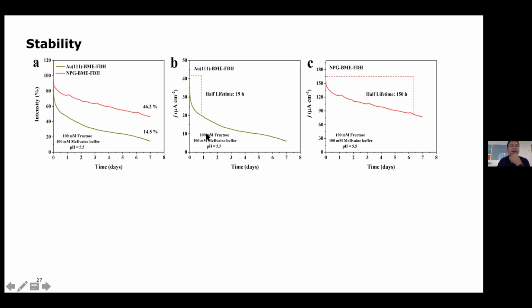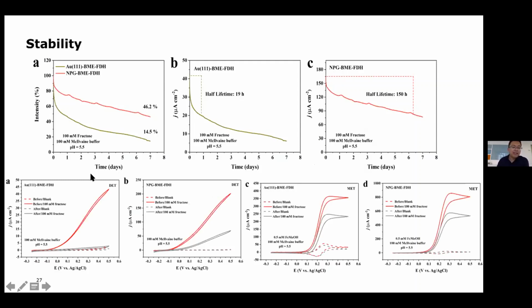The final test we do is the stability test, because for bioelectrochemistry, stability is also something important. What we can say is that the fructose dehydrogenase adsorbed on the electrodes is quite stable, and it could operate over 7 days. And the half-life time of the electrodes on the nanoporous gold is much larger than on gold 1,1. To know the reason, we compared the initial DET and MET with the final signals. We could see from figure C and figure D, after 7 days of operation, the MET signal is still more than half there. So this means the enzyme is still catalytically active, and there is not much detaching from the electrode.